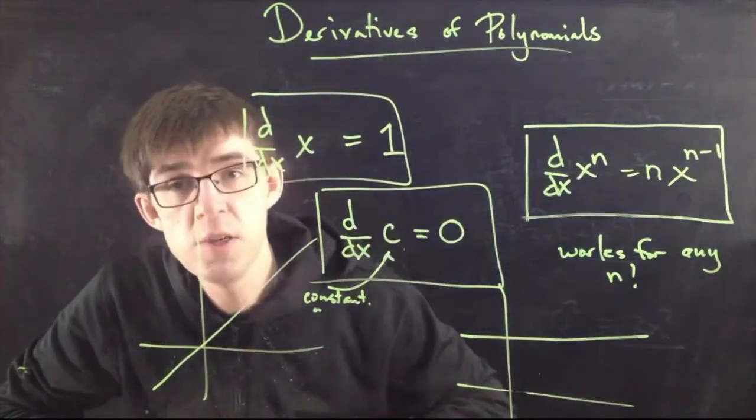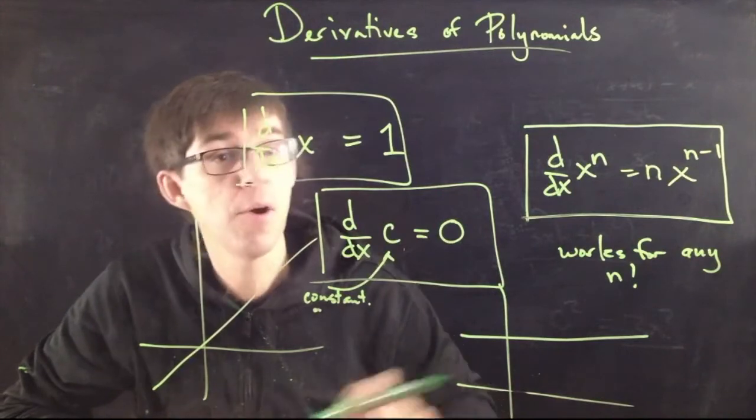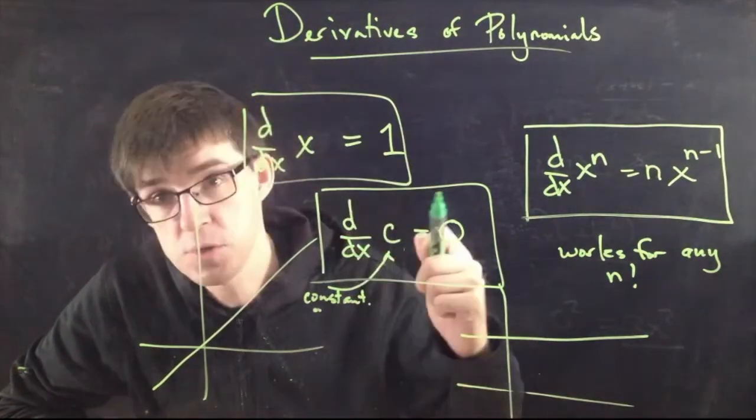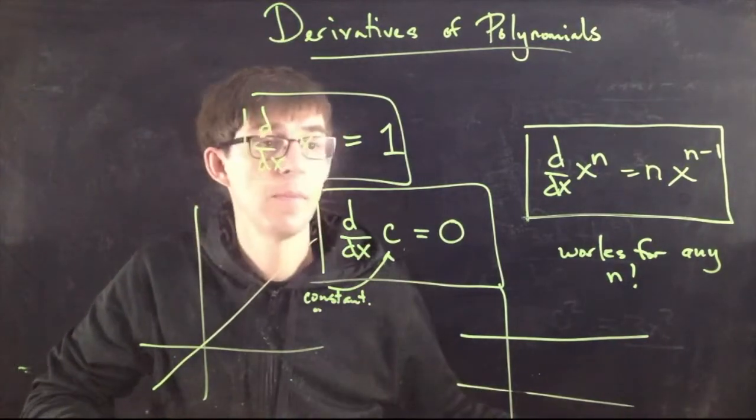Put these three together in your mind. You can find the derivative of any x to any power, including x to the 1 power, or just a constant. The derivative of a constant is always 0. Excellent.